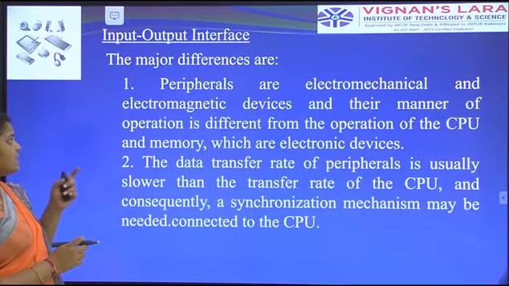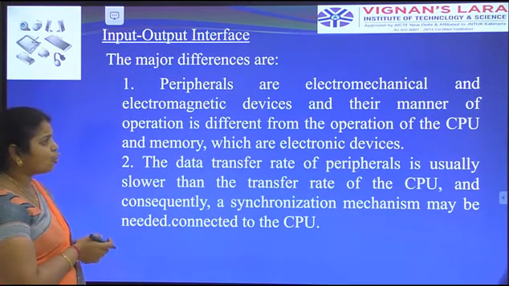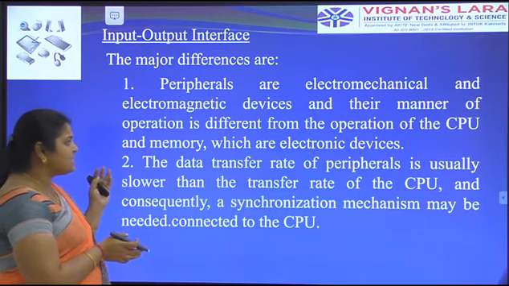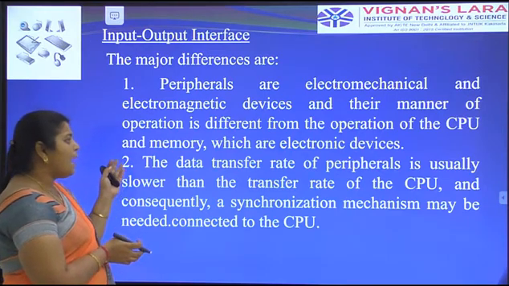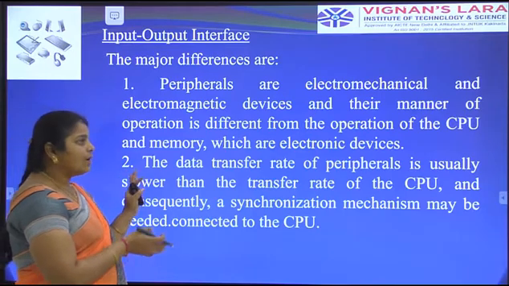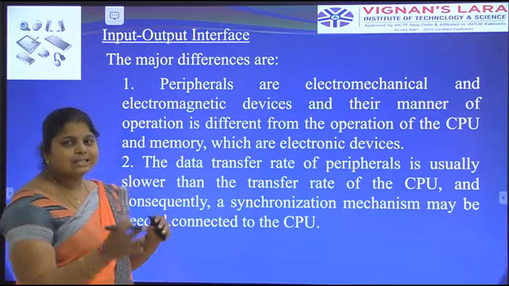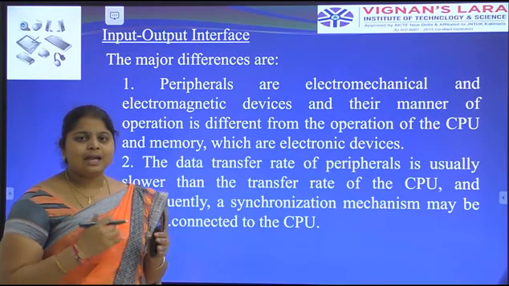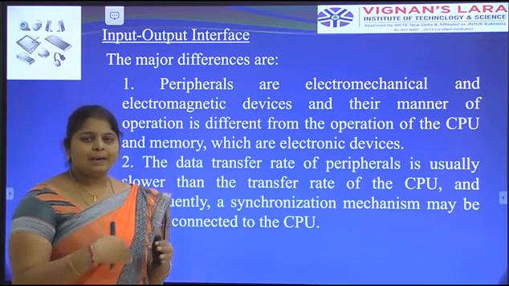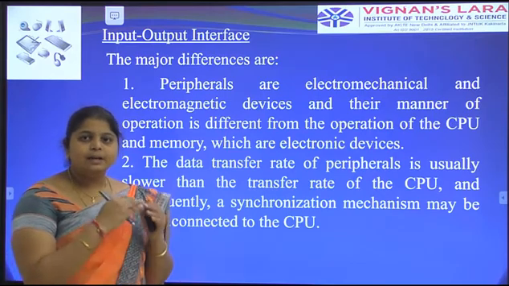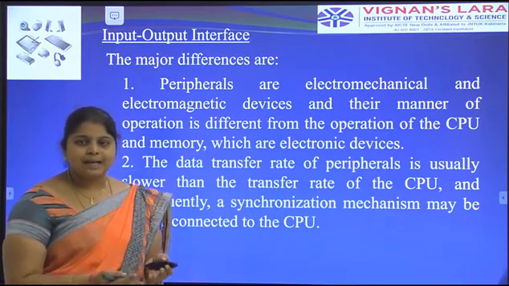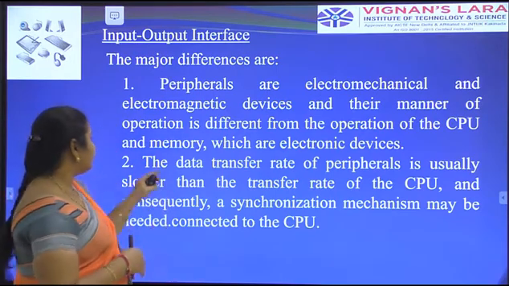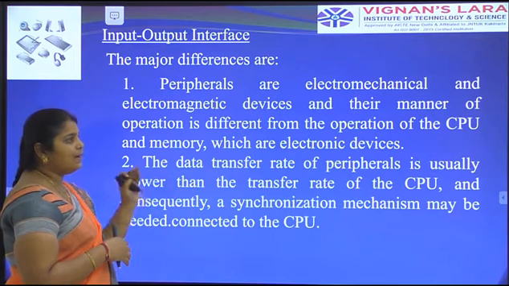What are those differences? First, peripherals are electromechanical and electromagnetic devices, and their manner of operation is different from the operation of the CPU and memory, which are electronic devices. Peripheral devices work in a serial manner, one by one, while the CPU can do multitasking or multiple operations internally.